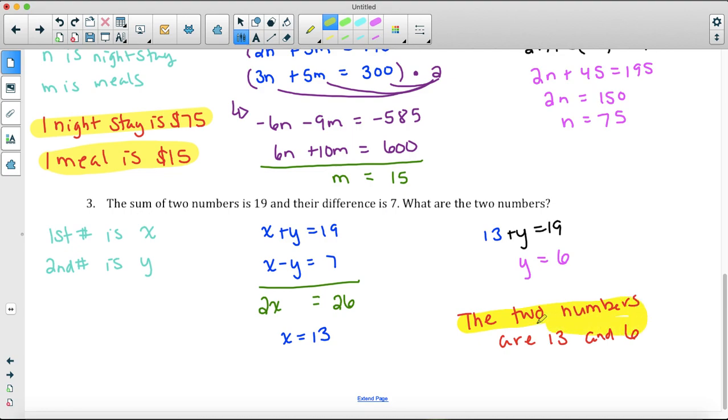So again, the reason I did elimination on this one instead of substitution is because of the way we were able to write the equations. It automatically set up elimination where we didn't have to do any extra math.